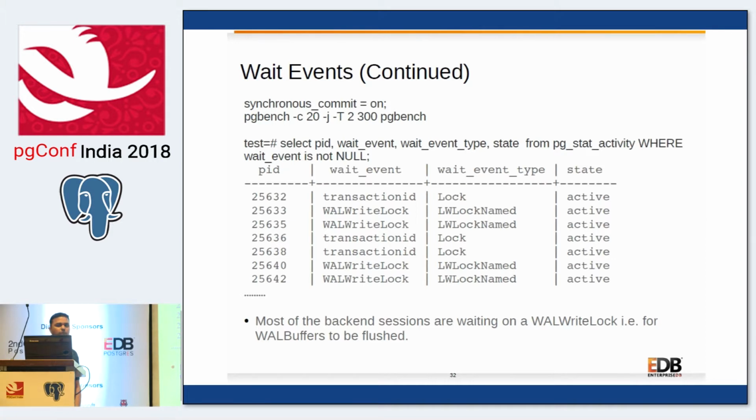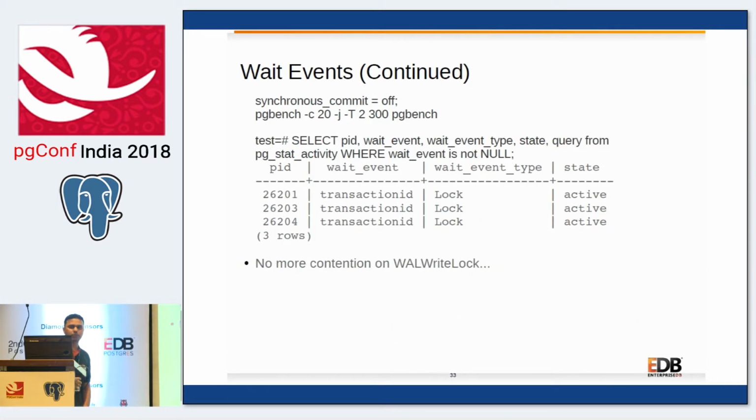So here is one simple use case. What I have done is, with synchronous commit on, I have just run a pgbench for 20 clients and for 5 minutes of time. So it's basically in the read write mode. And when this query is running, if I just try to see the wait event and wait event type, you can see here that most of the backend sessions which are in the active state are waiting for the WAL write lock. So the contention on WAL write lock is a lot more. This way you can make use of this wait event type information in pg_stat_activity.